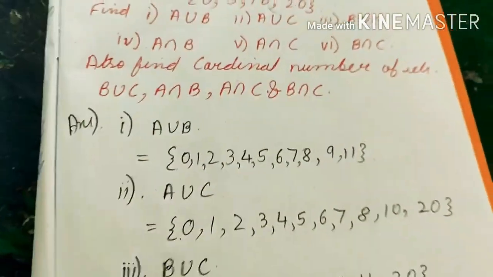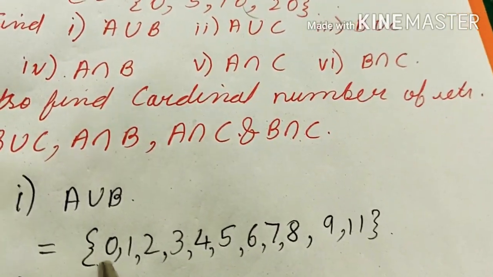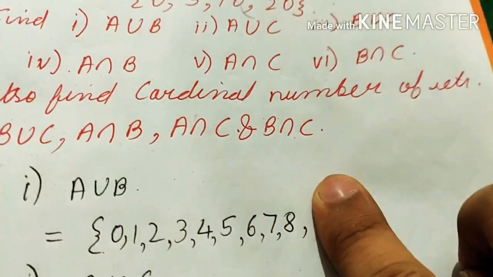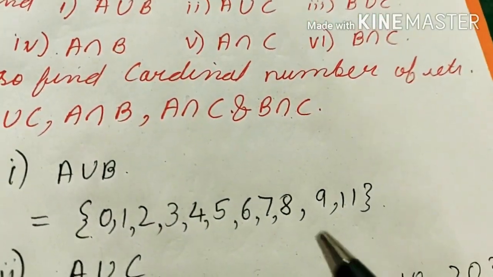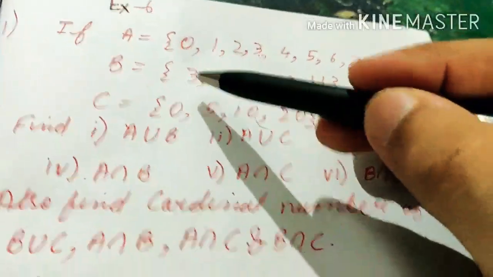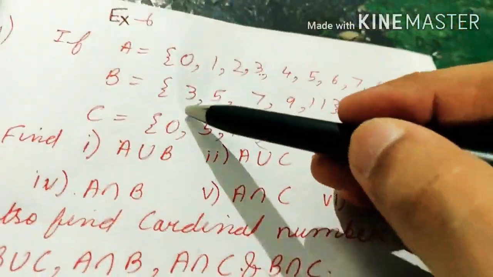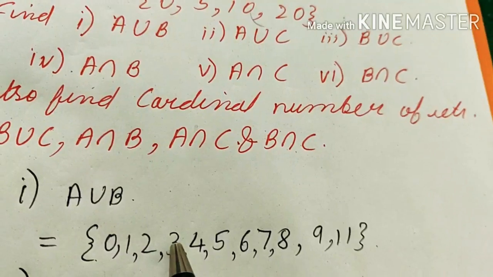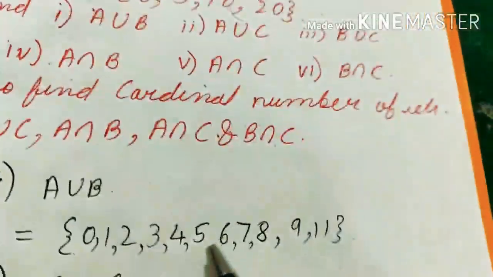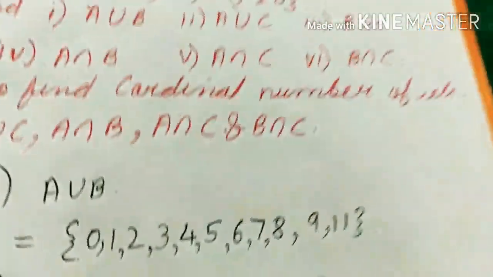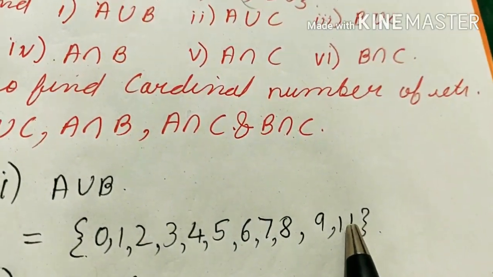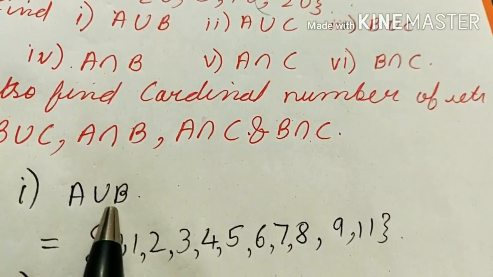So what I did here, first I wrote all the values of set A. Look, these are the values of set A. Then, next, we have to write set B. Set B: 3, look, 3 has been written. 5 is also written here. 7 is also written here. 9 was not written, so I wrote 9 here. Then 11 was not in set A, so I also wrote 11 here. Okay, so that was the union of A and B.